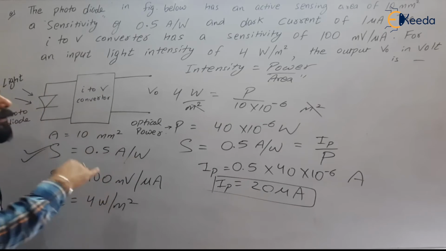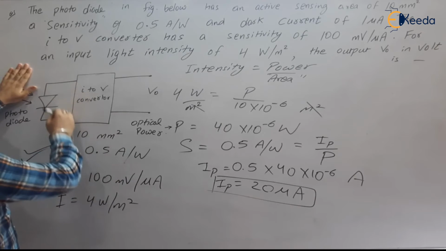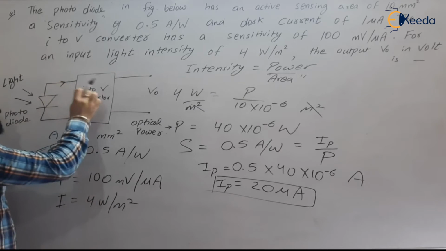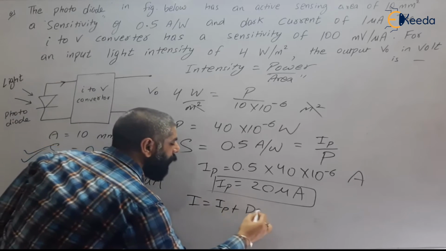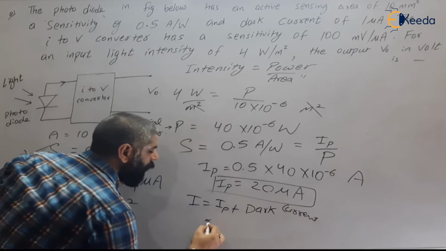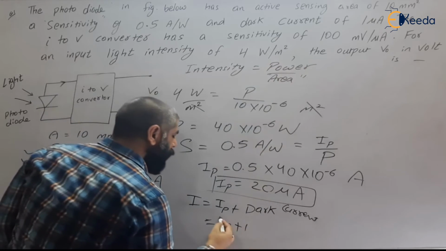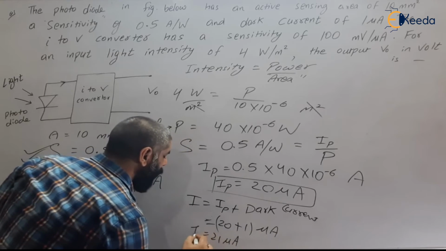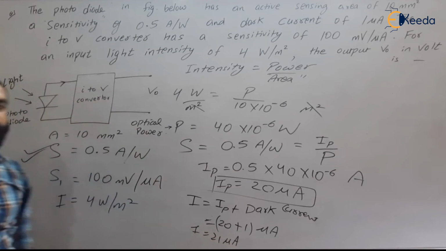But there was also a dark current. When no light is falling on it, a certain current still flows, which is called the dark current. So the total current entering the I2V converter is equal to photocurrent plus dark current. The photocurrent is 20 microampere and the dark current is given as 1 microampere. So the total comes out to be 21 microampere.